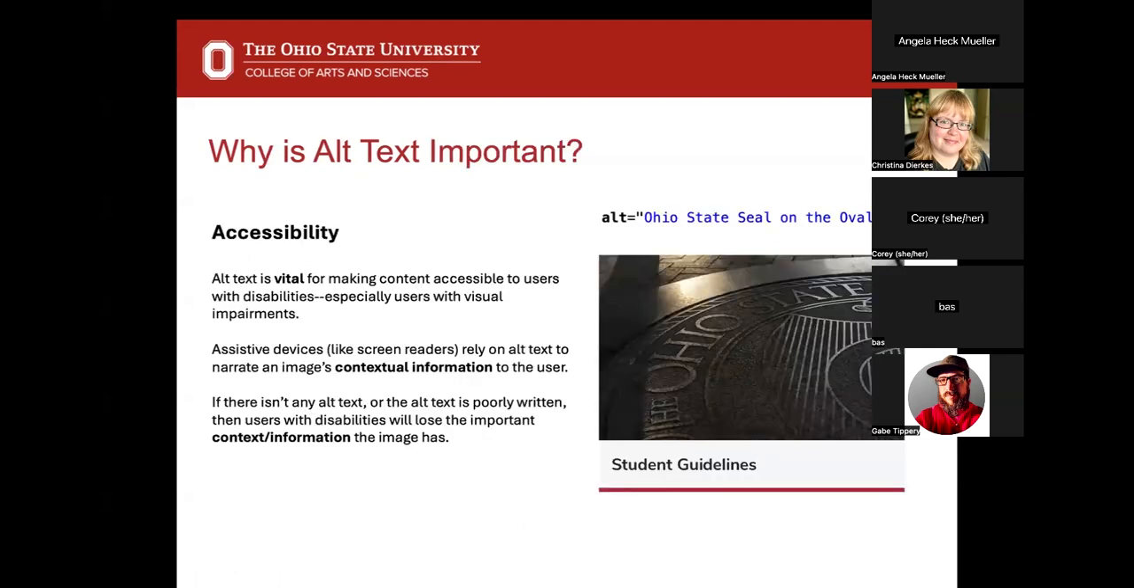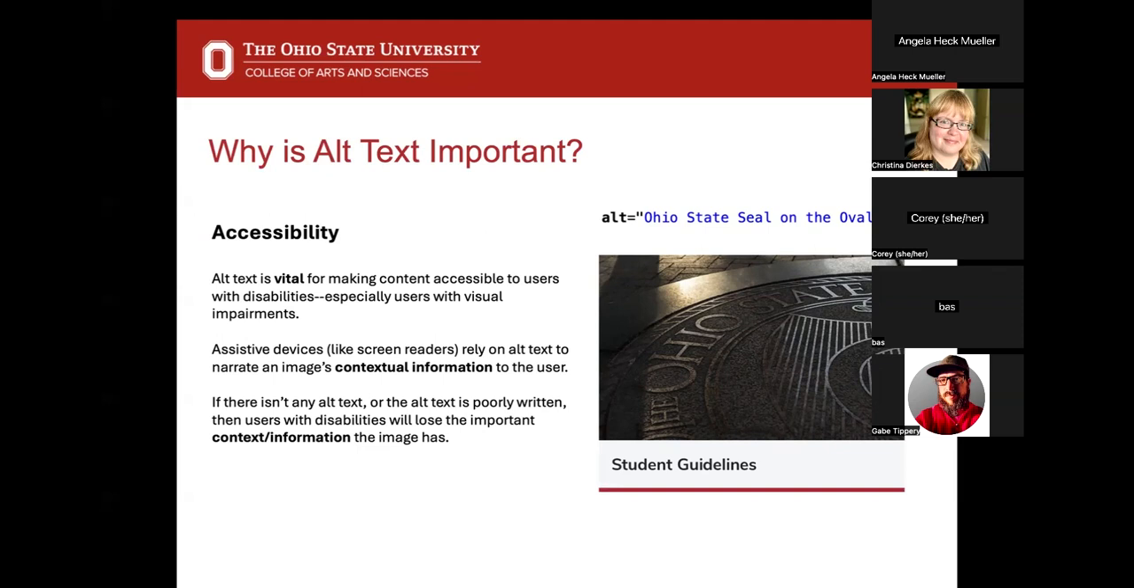So, pretty simple question. Why does alt text matter? Why is it important? The biggest reason is accessibility purposes. Alt text is vital for people who are relying on screen readers to navigate and access a website. So primarily when we're thinking about alt text, we're thinking about people with visual impairments in mind, but this can also include other groups as well.